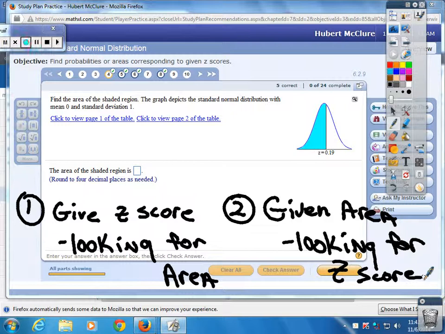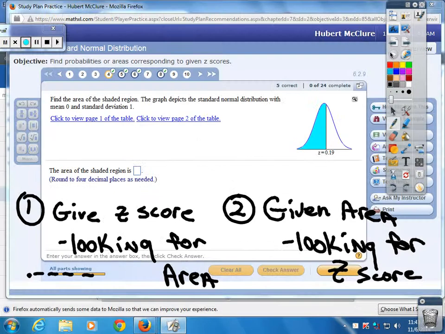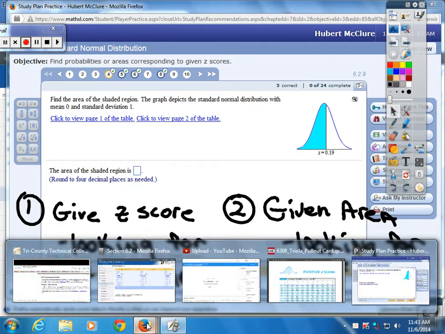So what do they give us here? A z-score. So that means you're trying to find the blue area. How do you do it? First of all, you figure out which one you're looking for. You're given a z-score, so our answer is going to have how many digits? At least 4, because I don't want you putting down 1.26 and saying that's the area. It's going to be 4 decimal places. So you go to your table.